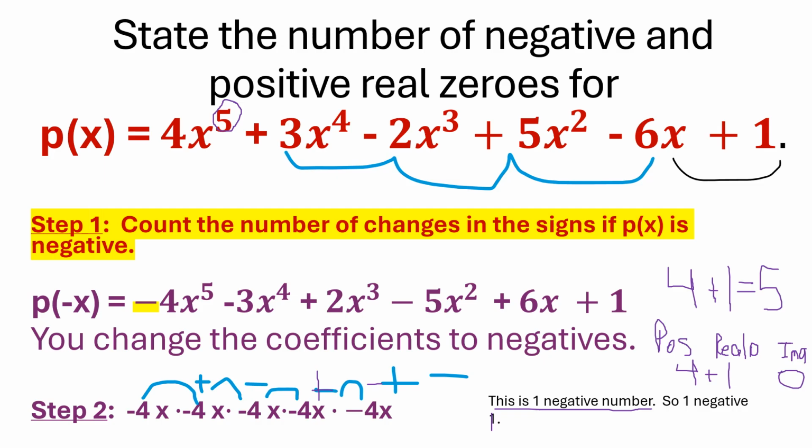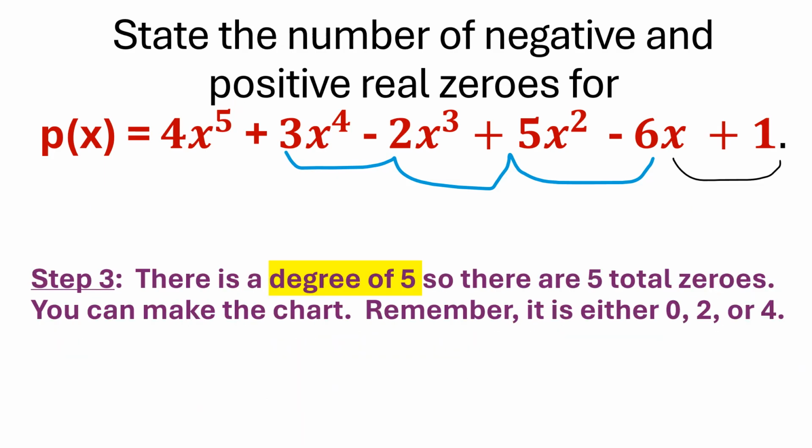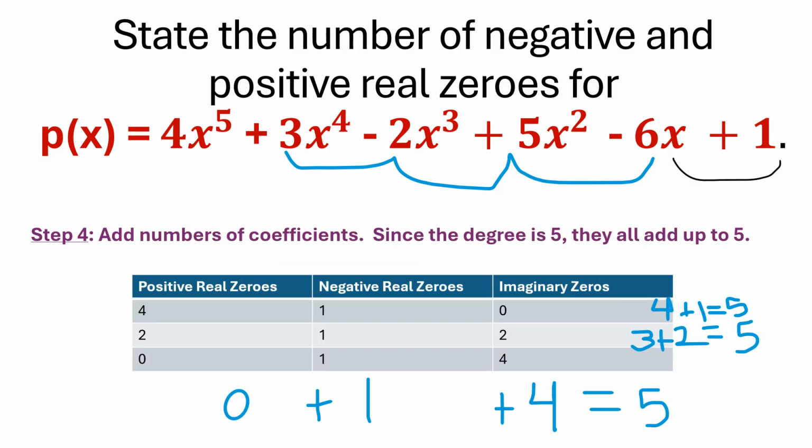Okay, then when you move on, there's a total degree of 5. Just look at what this is. It's 5. And when there's a total degree, according to Rene Descartes, the imaginary zeros are going to be 0, 2, or 4. So when we get ready to look at our chart, we had positive zeros from the first one. Our chart was here. It was 4 plus 1. It has to be 0 because 4 plus 1 is 5.